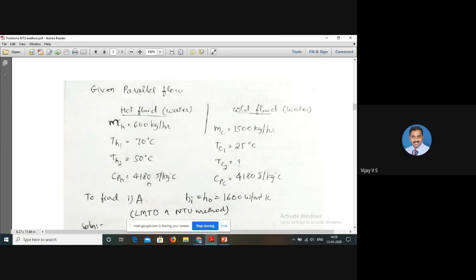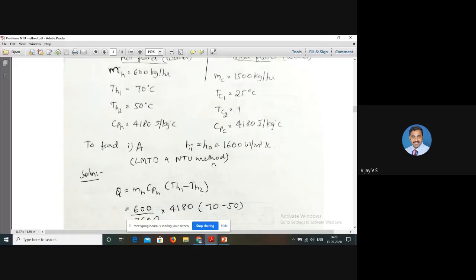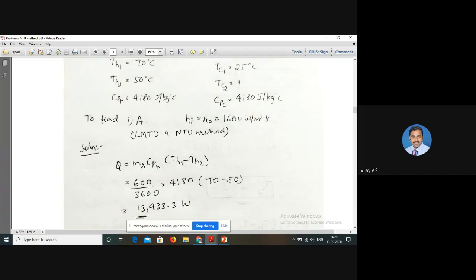Specific heat is, since it is water, I can take directly 4180 joules per kg degree centigrade. For the cold fluid, MC is given, the mass flow rate. TC1 I know, but TC2 I don't know. Specific heat is the same as CPH. So I should find out the area of the heat exchanger, and the heat transfer coefficient is given, using the LMTD and NTU methods. Now let us find out.